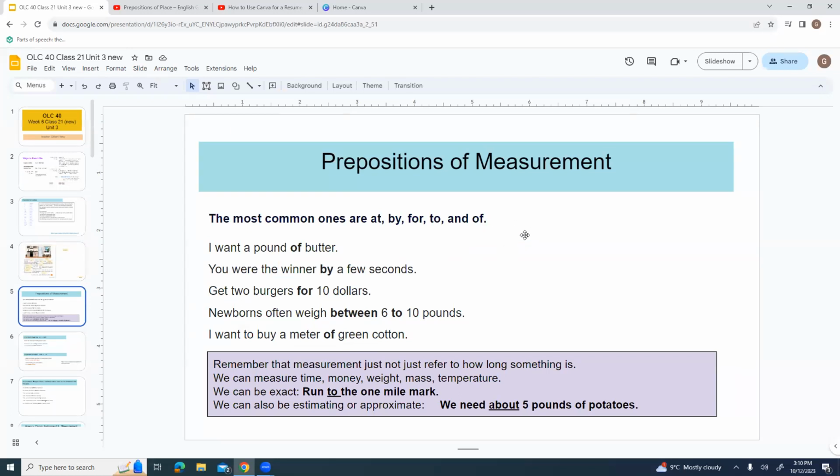The most common prepositions of measurement are at, by, for, to, and of. So I want a pound of butter. You were the winner by a few seconds.